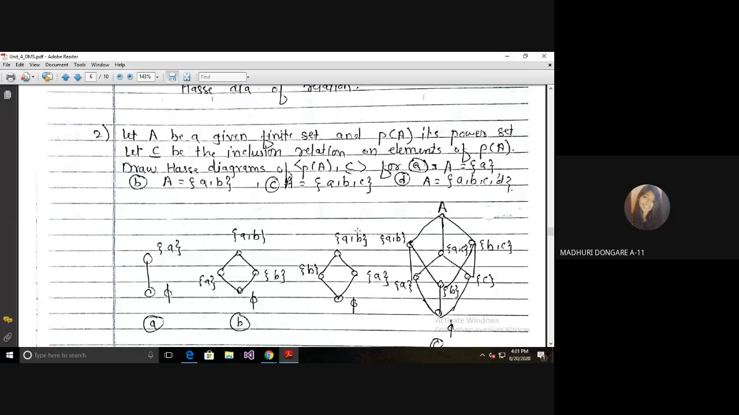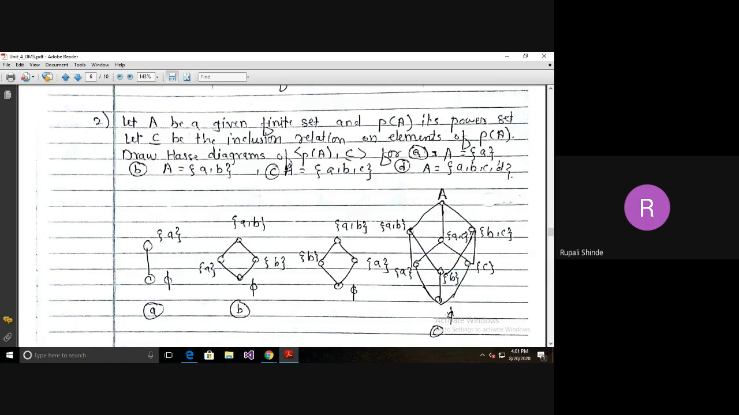Power set of eight, how many elements are there? 8. So what are those elements? Set A, comma, phi, set A, set B, set C, set AB, set BC and ABC. ABC, correct. And one more is set AC. So there will be a total of 8 elements.